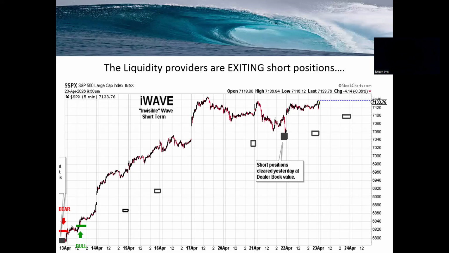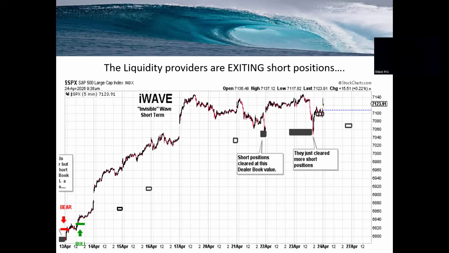And then let's look at what it did after April 22nd. April 22nd went up. It started to go up on April 23rd. And we had some information that said, hey, we're going to have a bearish day. And the day came down, but look where it came down to, right there to that dealer book value again, another one that was created. And we let everybody know in advance. They bottomed right there and they released their short positions. They did it at the close too.